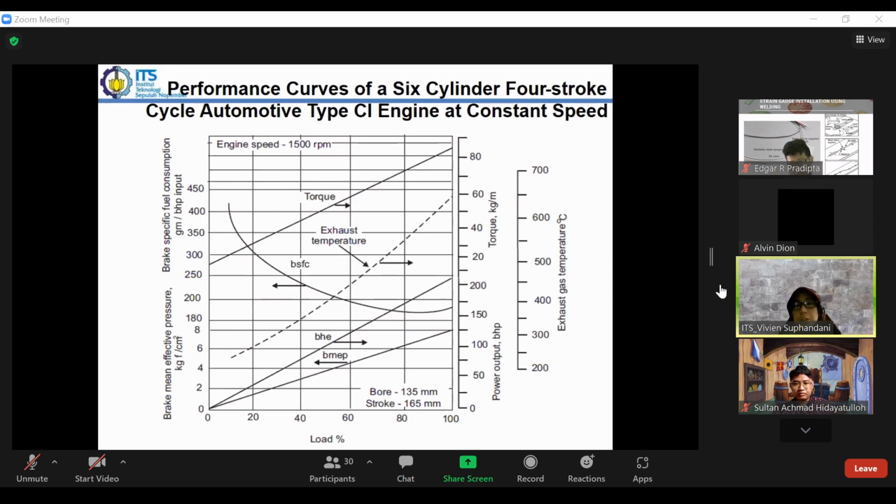Okay, so now we continue to the performance. We will see the performance of the diesel engine. Basically it will have approximately the same trend line as the internal combustion engine. We have the torque which is increasing, and then it will reach a maximum and go down again.